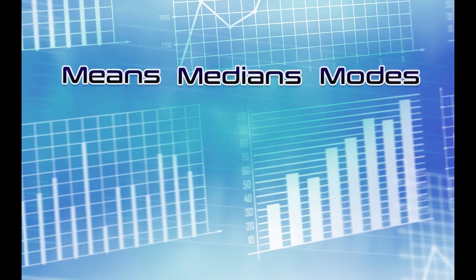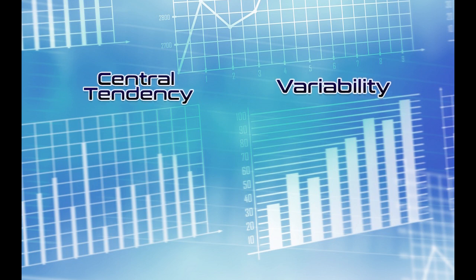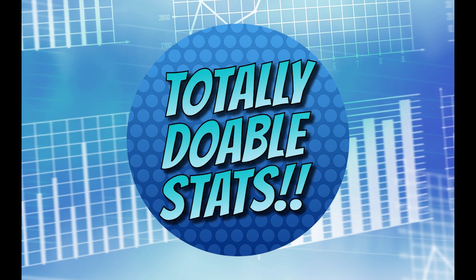Means, medians, modes, variances, and standard deviations. It's time to take a look at measures of central tendency and variability. This is Totally Doable Stats.